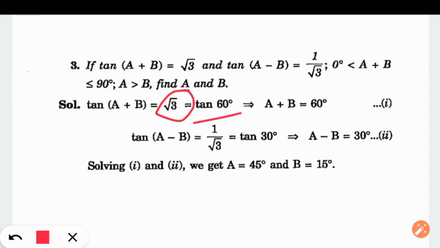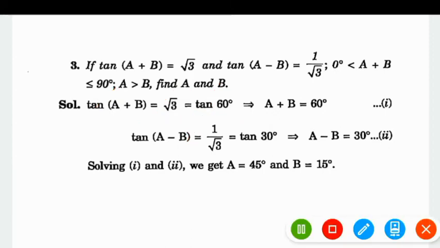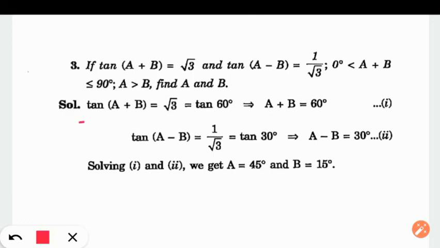Now by comparing both sides, it is not that we cancel tan. You cannot cancel tan. Tan means nothing; tan of any angle, cos of any angle is a ratio, right? So by comparing both sides, you can see tan(A plus B) equals tan 60 degrees. So we can say A plus B equals 60 degrees.